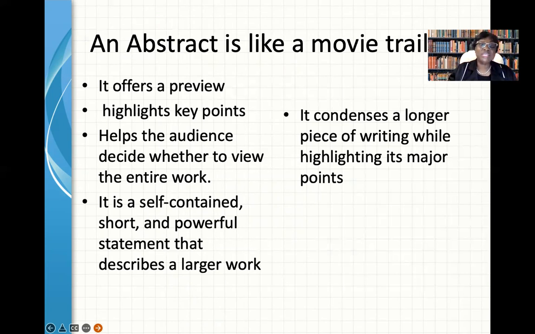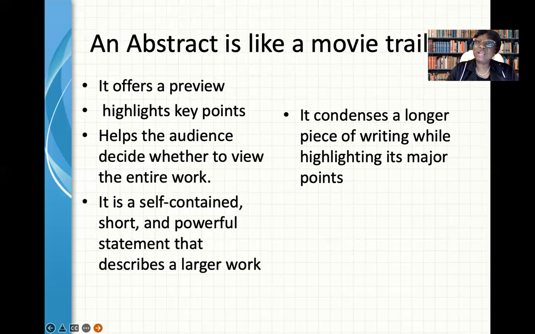It helps the audience decide whether to view the entire work. That's what a movie trailer does. When you see a movie trailer, it helps you to say, this movie is worth my time to watch. This movie, I don't know, I already know how it's going to end, I don't need it. It's the same thing with your abstract.